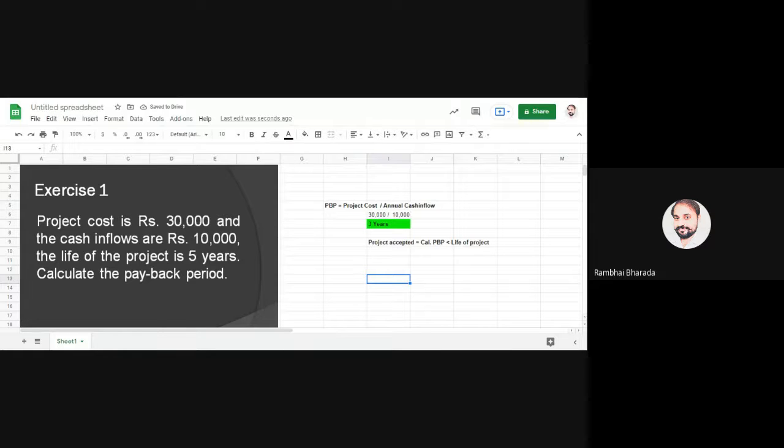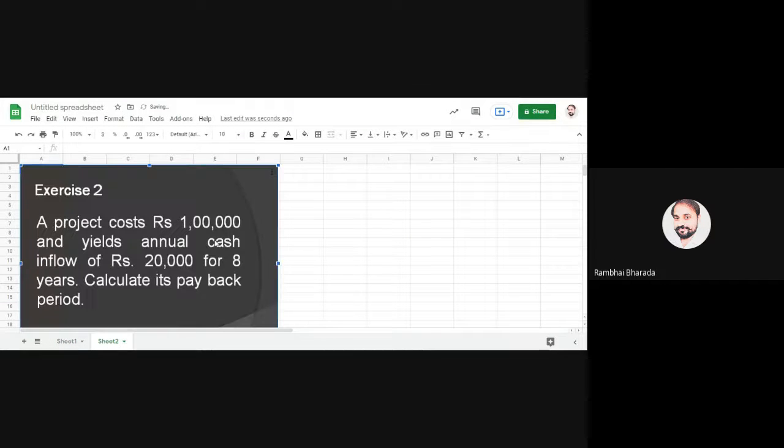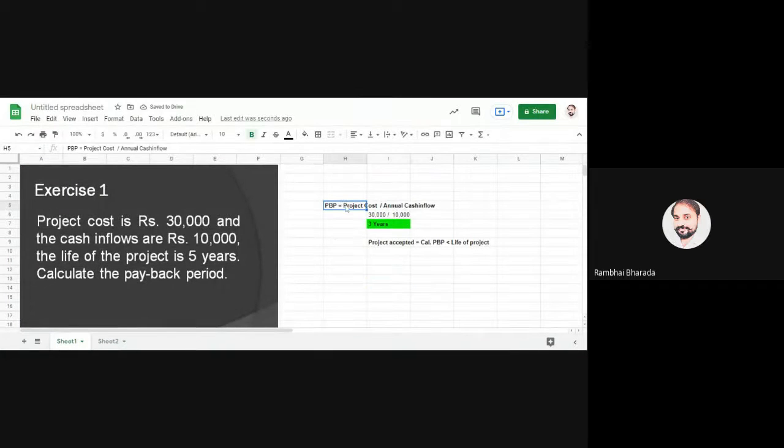Are we clear about this? Already we have done this question, okay? So I'm moving to the next one. Next practical question, question number 2. Already we have discussed this question, and you need to use the same formula to calculate here.